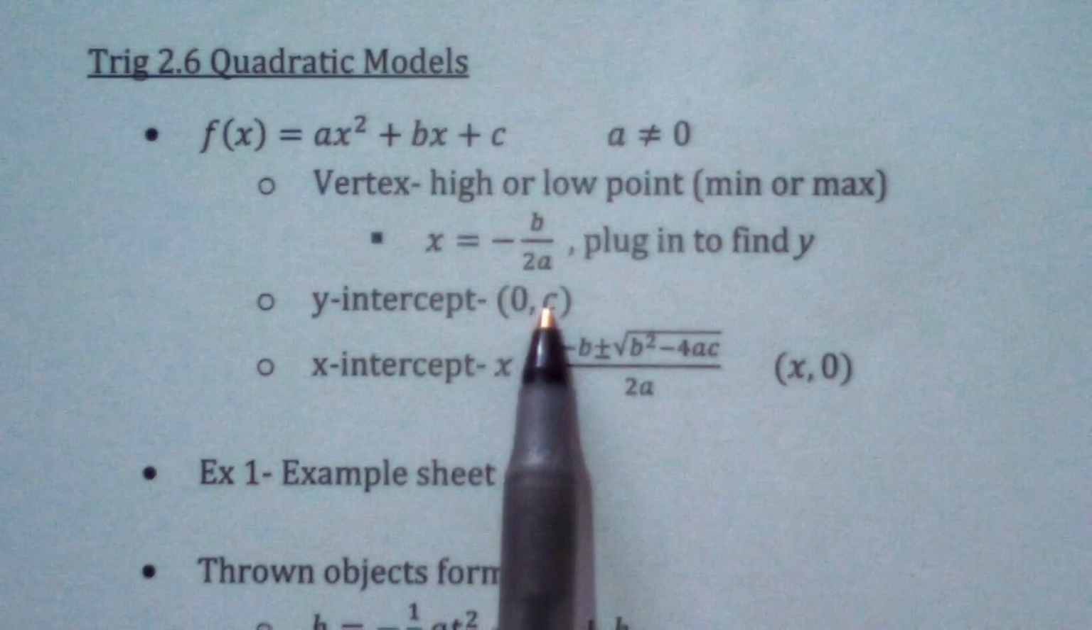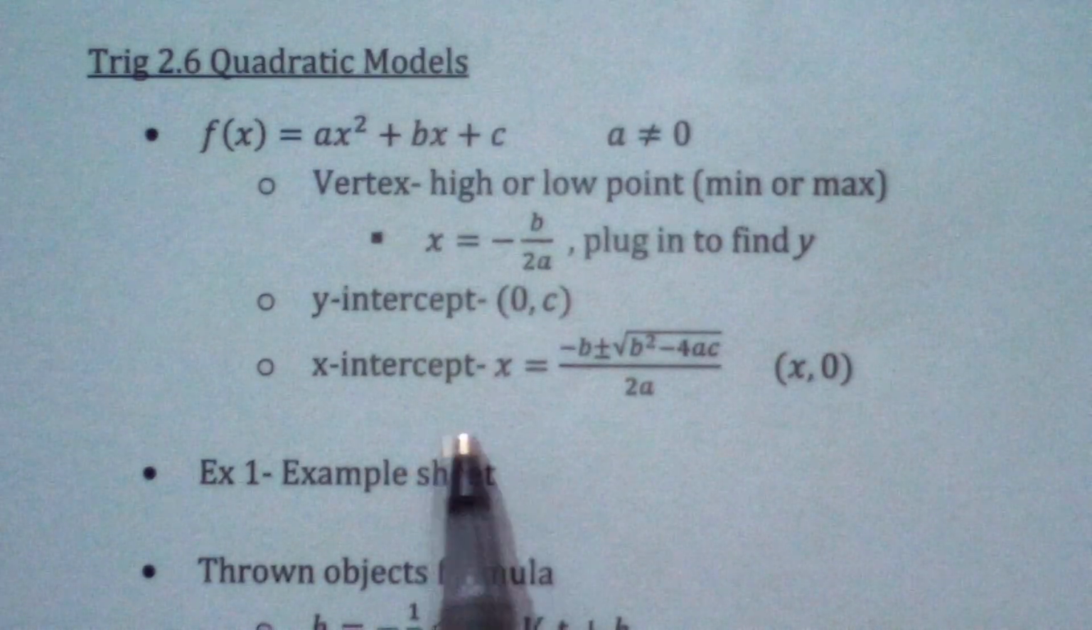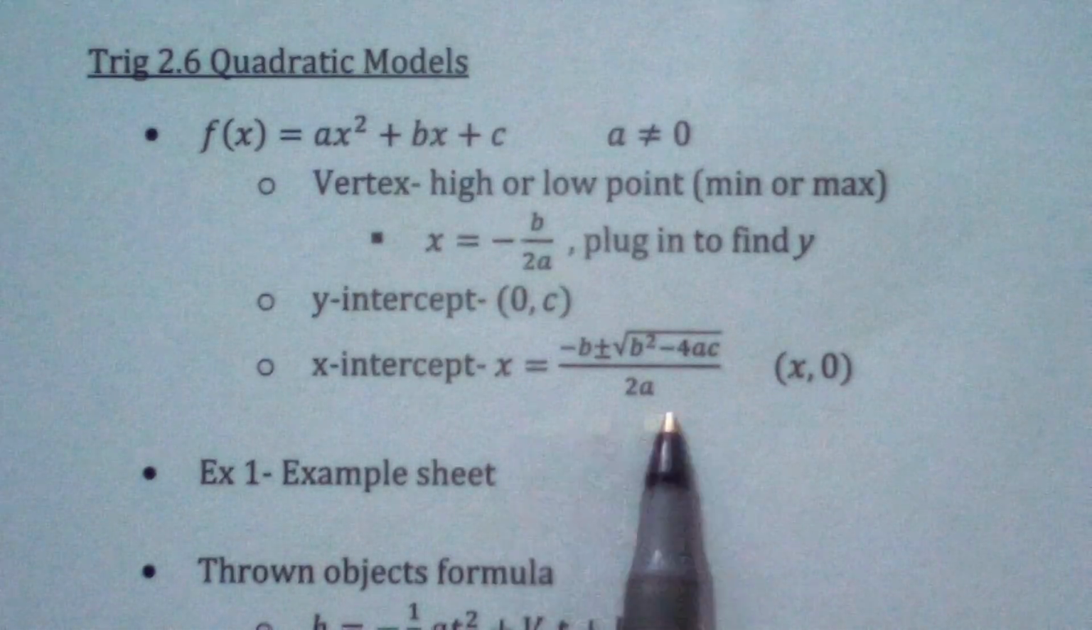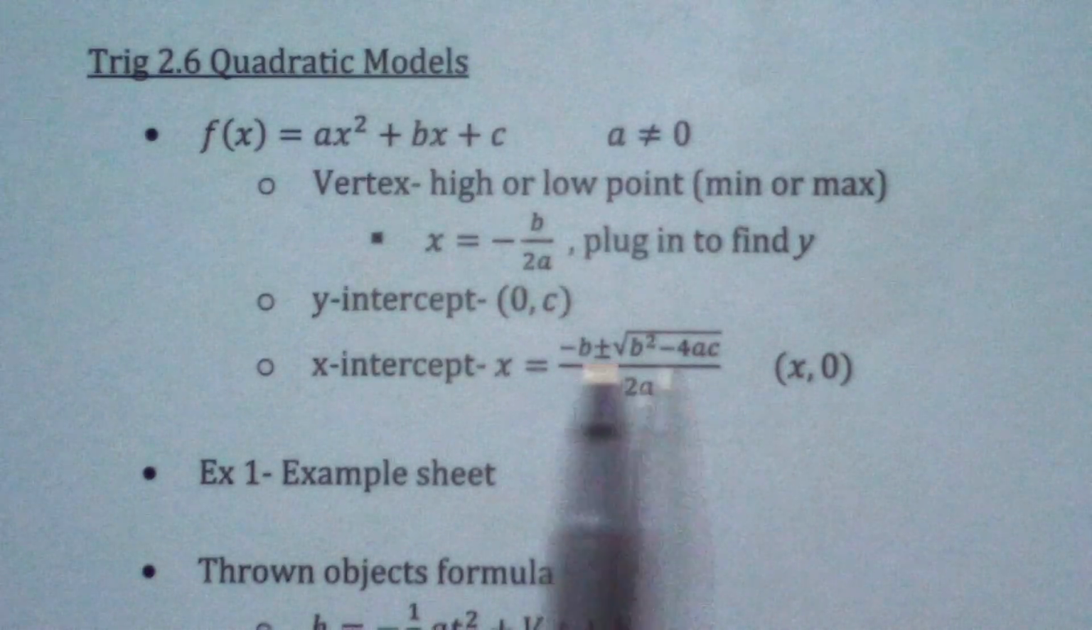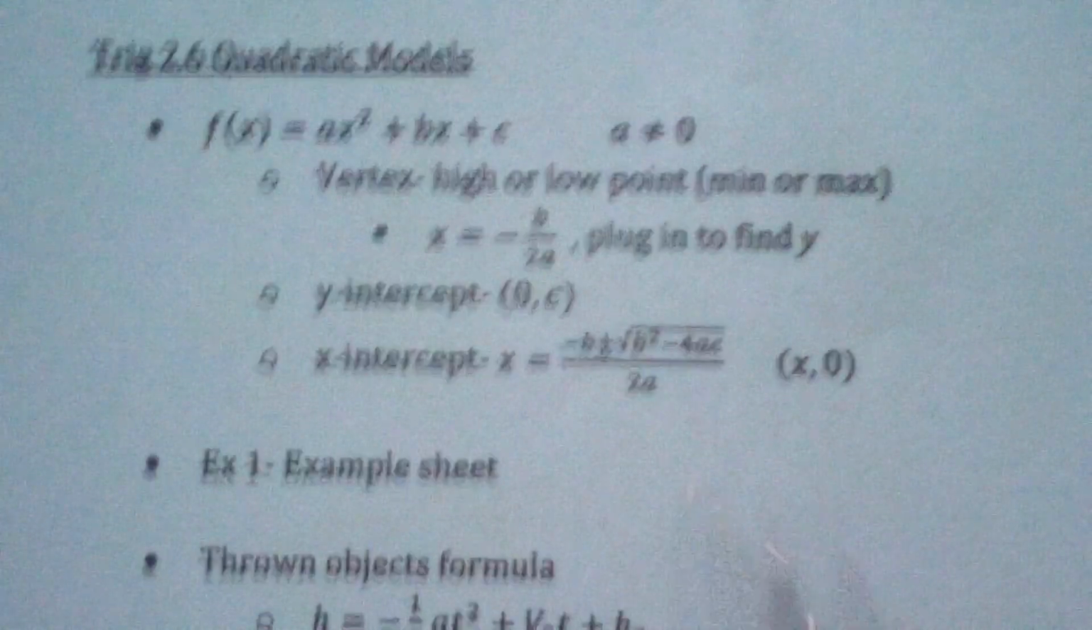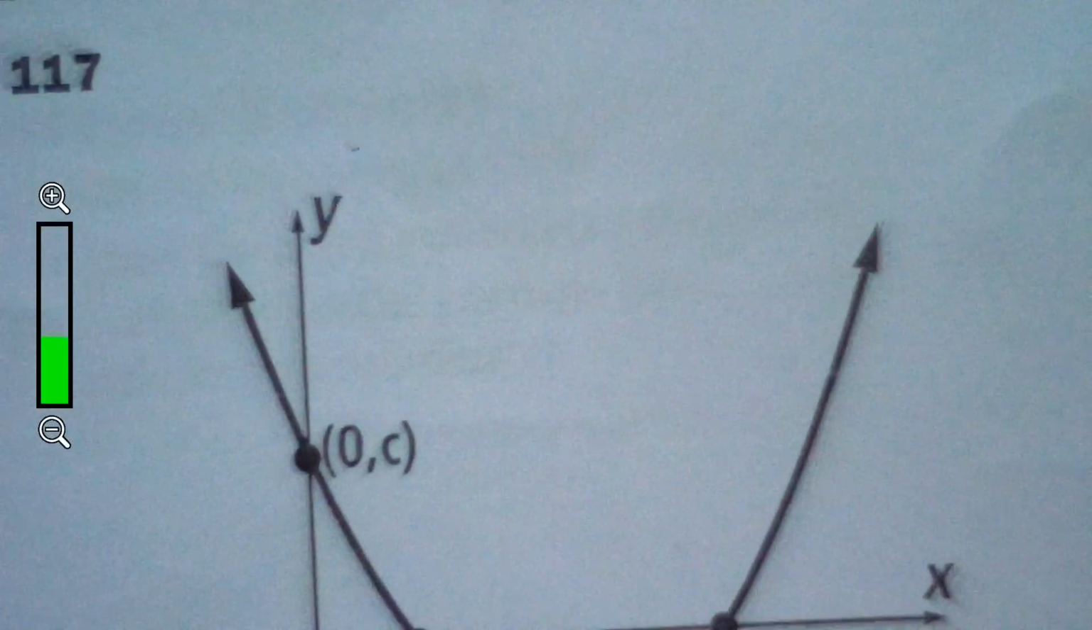Y-intercept is always at the C point, so whatever this C is, that's always your y-intercept. And then the x-intercept you've got to do a little bit of work for. Do you guys remember using the quadratic formula? So you use that quadratic formula to find your x-intercepts. And there's a picture of all this stuff in your package. You've got to flip past the examples, but there's some pictures there.